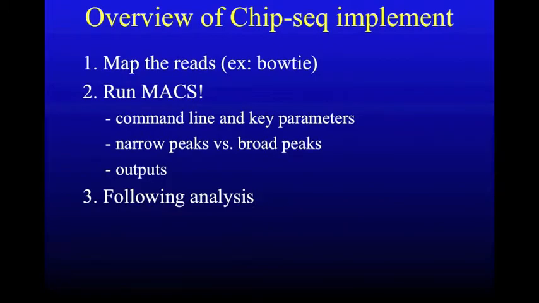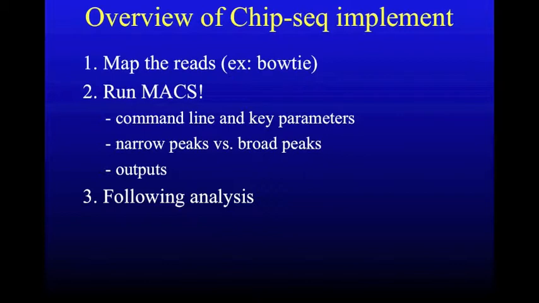Okay, so to do a ChIP-seq analysis, first of all, you should get your reads mapped to the genome, and there are plenty of tools that can help you do that. For example, Bowtie is one of them, and it is pretty much widely used these days. And after you get the result from the mapping, we can now get into MACS. MACS is the tool that will help you to call the peaks. And with the output files of MACS, we can do several following analyses.